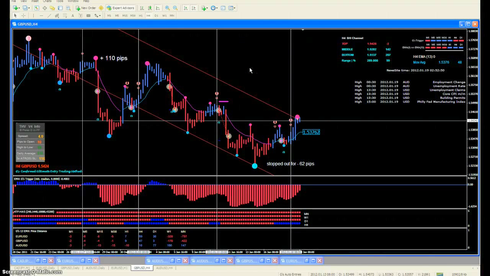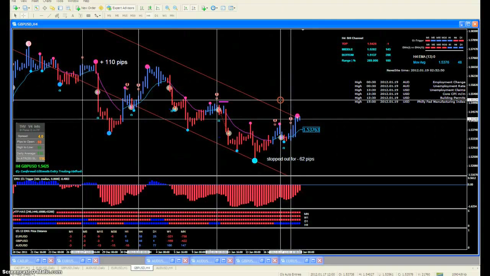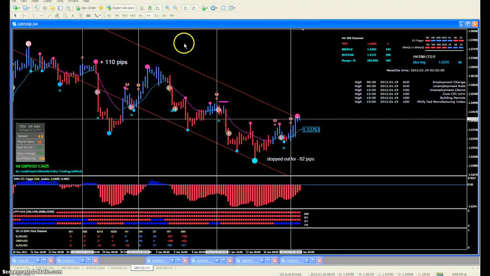Here we have today's activity on the pound dollar. This is the 4-hour chart. We were in a trade going short, which was based on this area here.